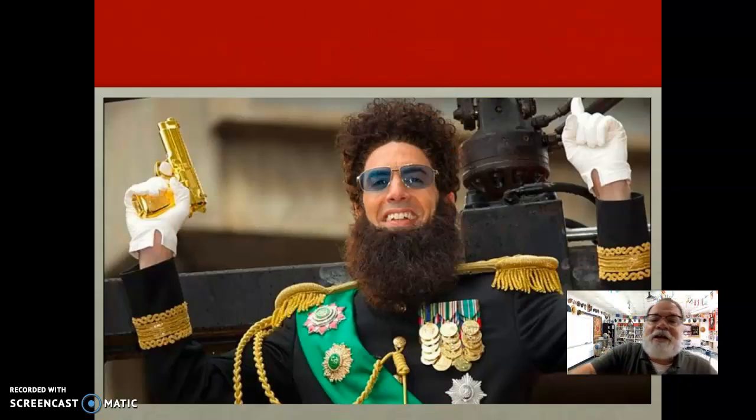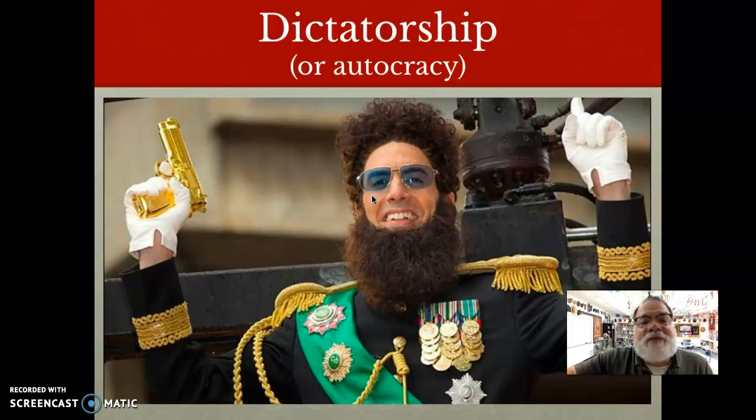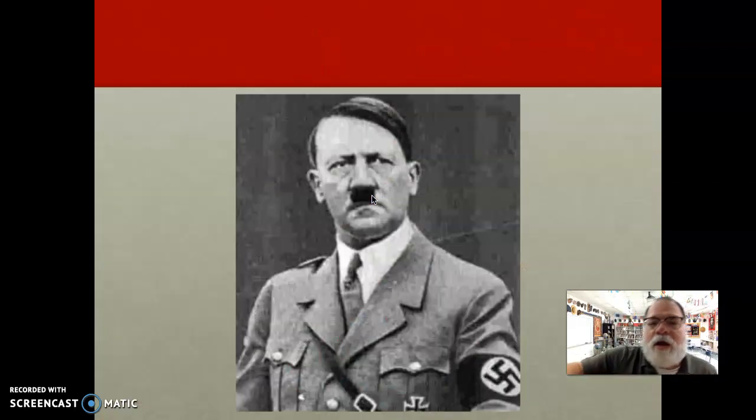Here we see a guy dressed up in a very unusual style. This is Sacha Baron Cohen from a film that he did, and he is dressed up like a crazy leader, a leader who is holding power by force. He has a gun, and what type would this be? This would be dictatorship. It could be autocracy. Forget that. We're not doing autocracy anymore.